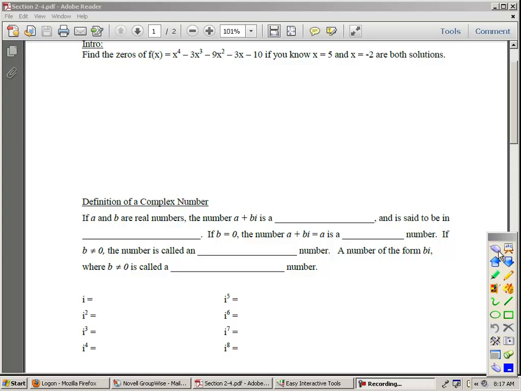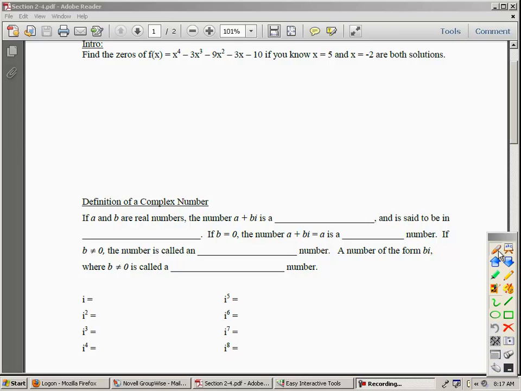Welcome to section 2.4. We're talking about complex numbers. We're going to be working with i today, which we did in Algebra 2, but we're going to come back. I want to start first with the intro, which reviews the big idea from section 2.3.